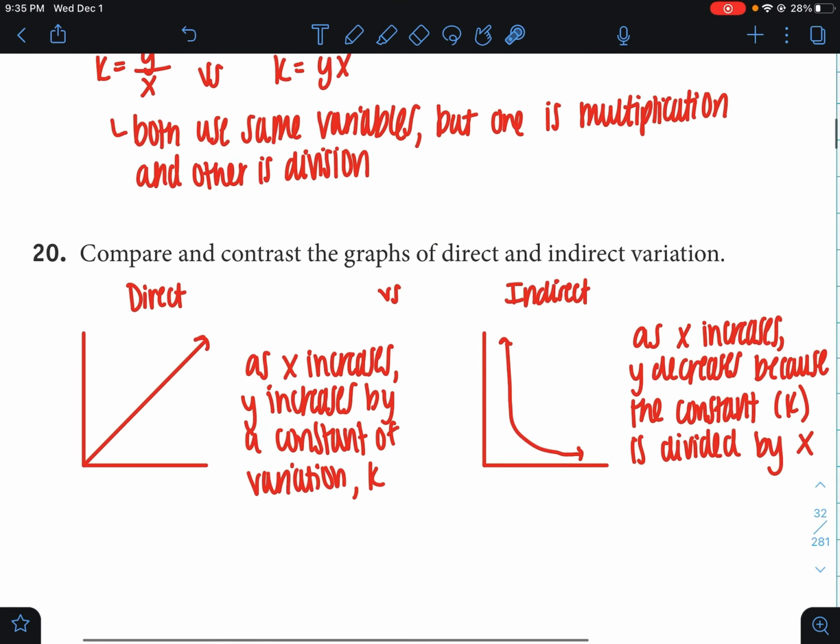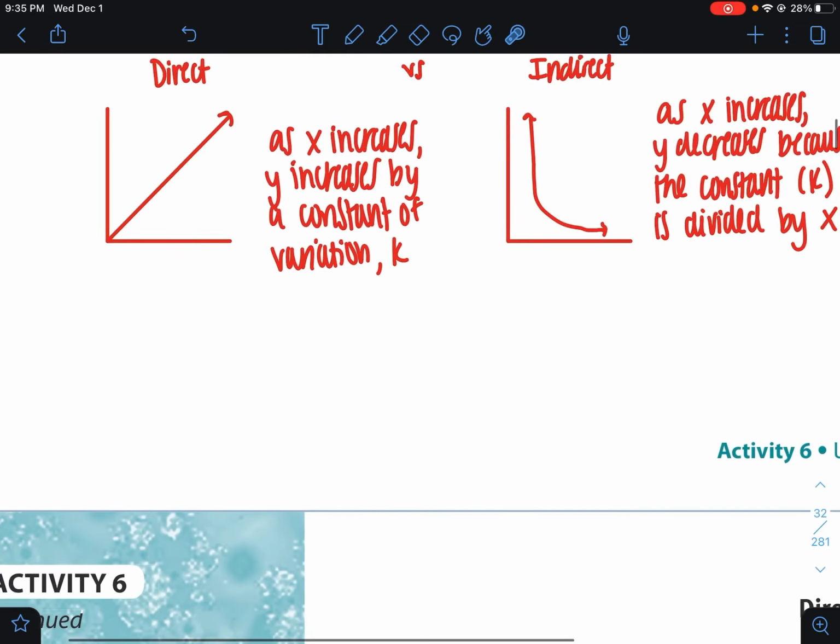Okay, how do the graphs compare? In a direct relationship, it passes through the origin, and as x increases, y increases by that constant value of k. On the flip side, in this indirect relationship, as x increases, y actually decreases, because now we have the constant being divided by x. We're dividing the same number by a larger and larger number, which is making this increasingly small. All right?